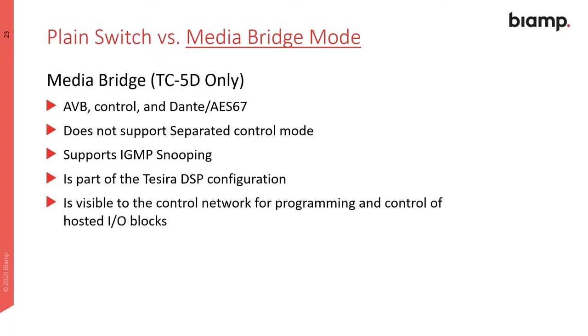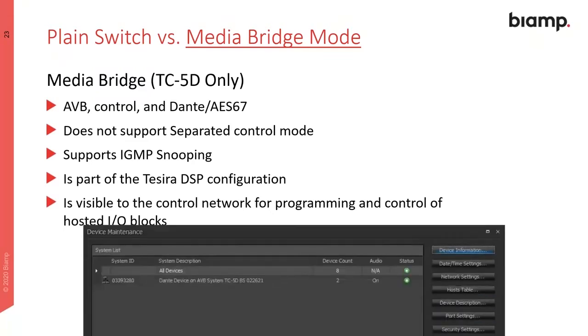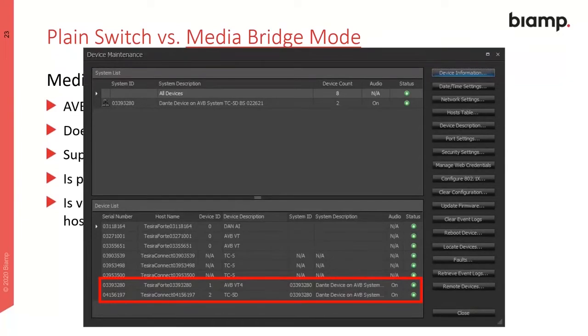Also, it is available in the control network for programming and the control of the hosted IOs. So if you select a device, you will find that it is available, and it has a system description, a device description, and a device ID, which is available in your system, because this device is bridging Dante in this case. So it will be like an expansion of your Dante network over AVB.